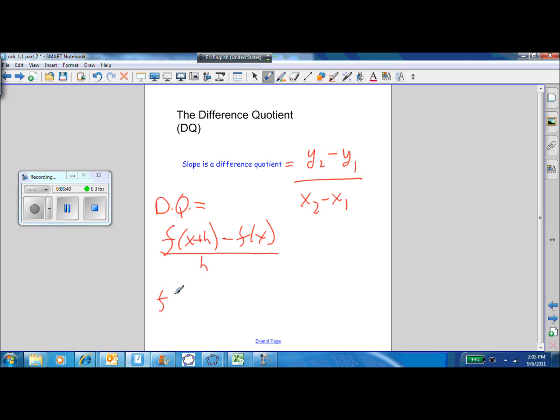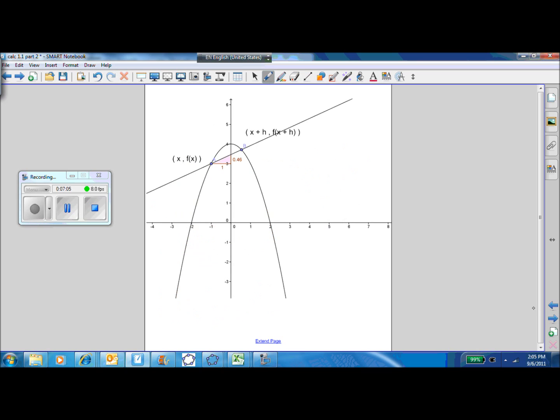Or you can say f of x plus delta x minus f of x all over delta x, where delta x is the change in x. So you're going to see it in many forms. It looks different than over here, but basically we're calling this delta x the change in x's. And this difference in the f of x's, that's the change in y's. Let me show you on a diagram how that works.